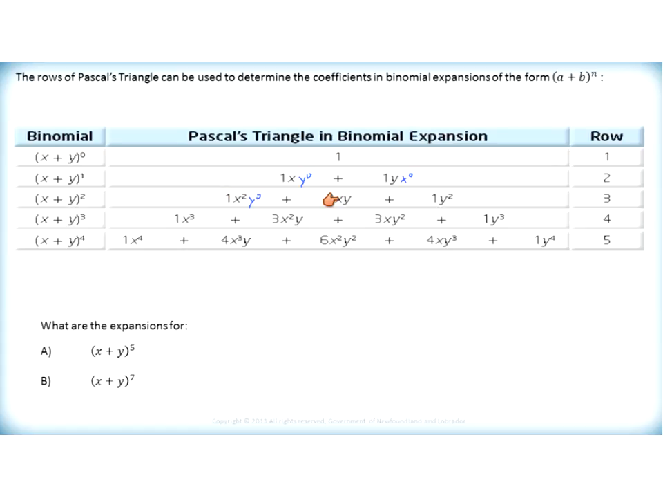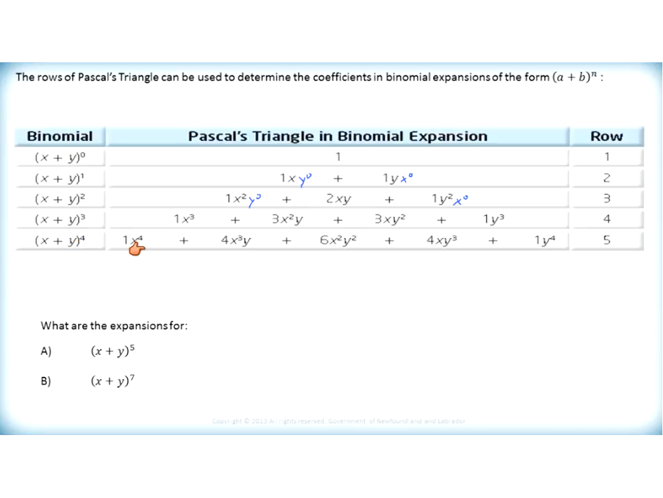X squared, x to the 1, x to the 0. I increase my powers of y, starting with y to the 0, 1, 2. Same is true here. X cubed, x squared, x to the 1, x to the 0. Starting with my y, y to the 0, y to the 1, y to the 2, y to the 3. But again, look at your numbers. 1, 3, 3, 1 are formed as the numbers in Pascal's triangle.